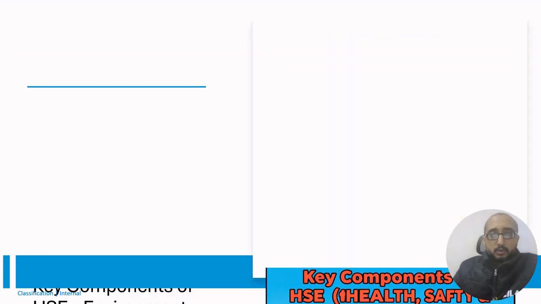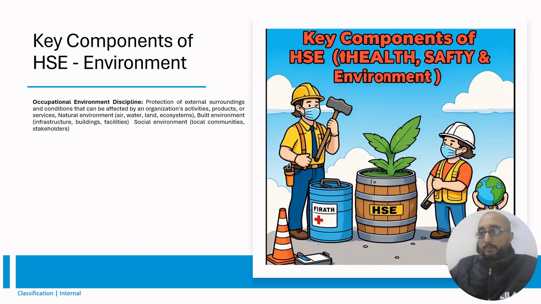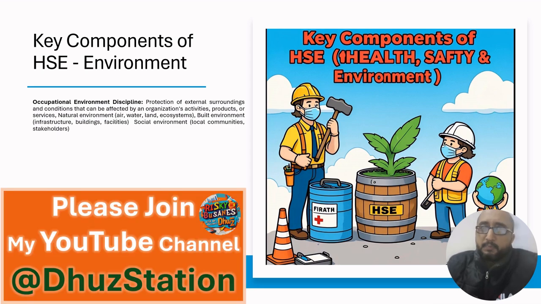Effectively. Okay, now look at the environmental discipline. So basically, the environmental discipline is a process of protection of the external surroundings and conditions that can be affected by organizations' activities, products, or services. It may include natural environment, air, water, land, ecosystem, built environment, infrastructure, building facilities, social environment, local communities, and stakeholders.